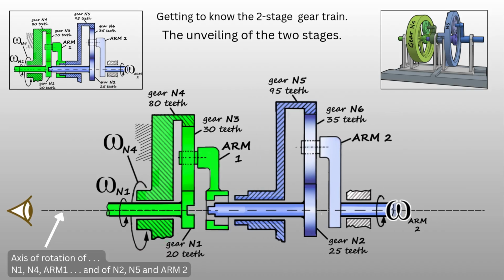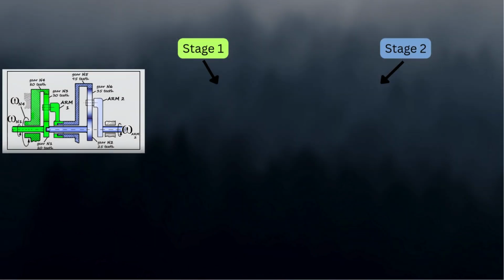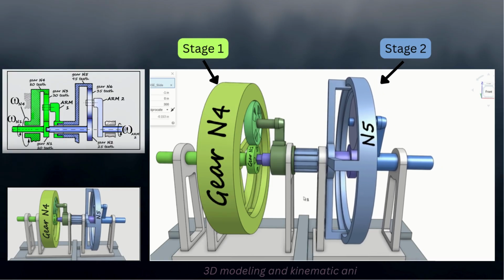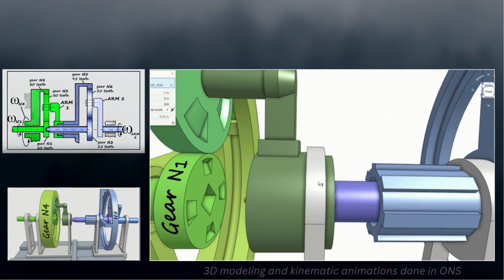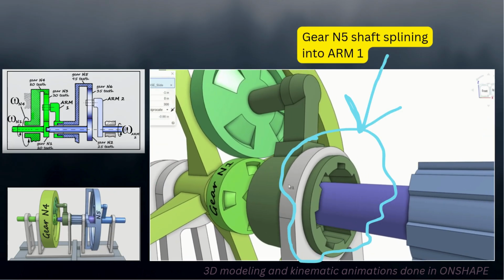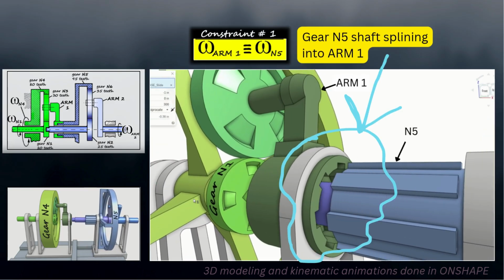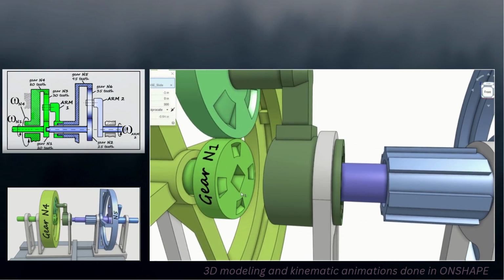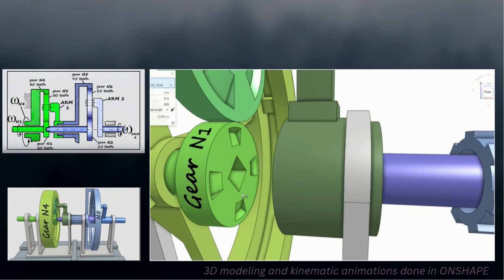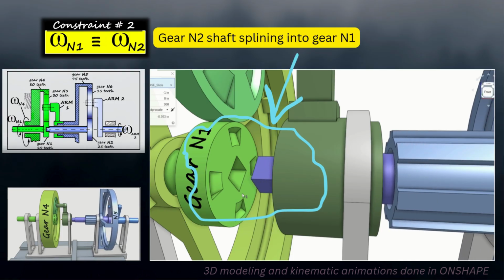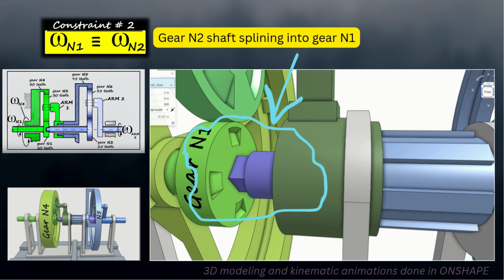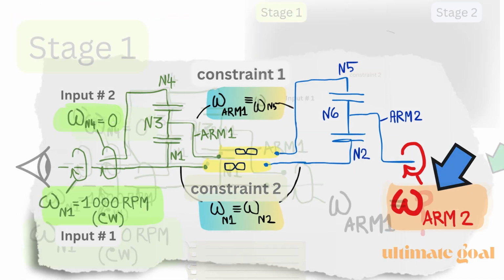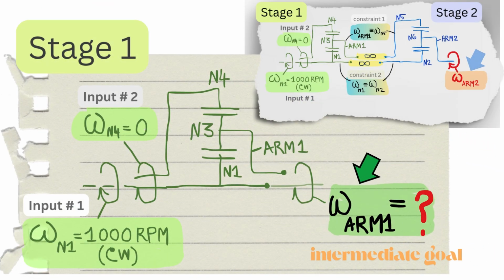Animation showing how the two stages come together. 3D animation shows how the two simple epicyclics are constrained together to move as one mechanism. Here we see ARM1 and gear N5 constrained to rotate with same speed and have the same direction of rotation. Now we are seeing constraint number 2 in action. Because of this constraint, gears N1 and N2 will have same speed and same direction of rotation. Ultimate goal for us is to compute omega ARM2. For that we shall have to first compute omega ARM1.